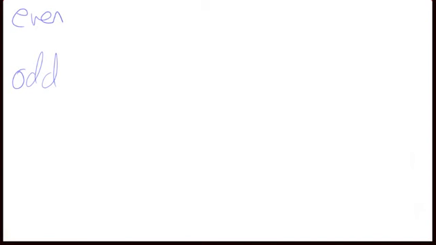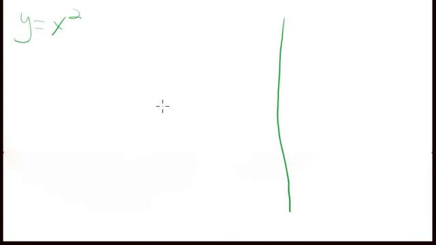I'm going to change my pen color a little bit. Since we know what a graph is, let's just look at a graph. Even and odd is easier to see in a graph. So let's look at something like y equals x squared, and let's graph that. Now there's a definition for an even and odd function, and I'd like to draw that out of the graphs.